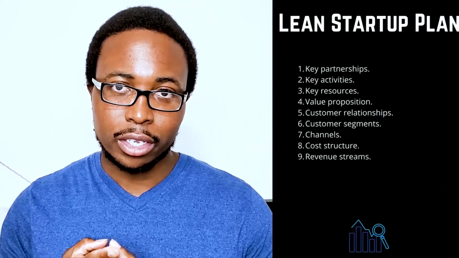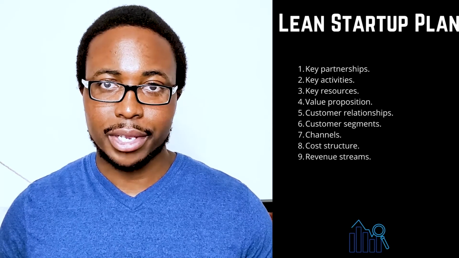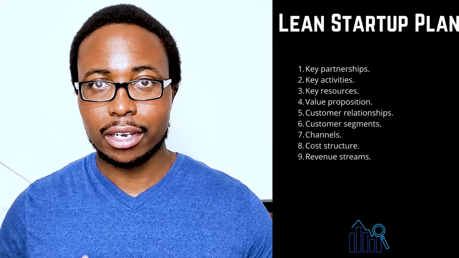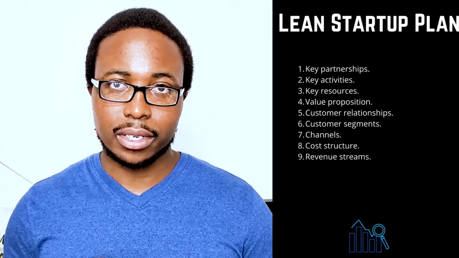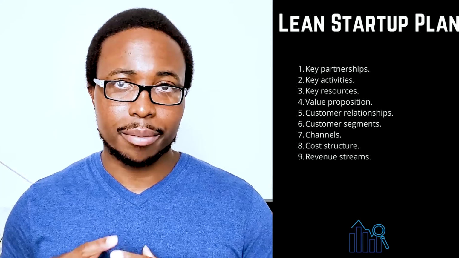The following are the 9 components of a lean business plan. 1. Key partnerships. Take note of other businesses or services with which you will collaborate to run your business. Consider vendors, manufacturers, subcontractors, and other strategic partners. 2. Key activities. Make a list of the ways your company will gain a competitive advantage.